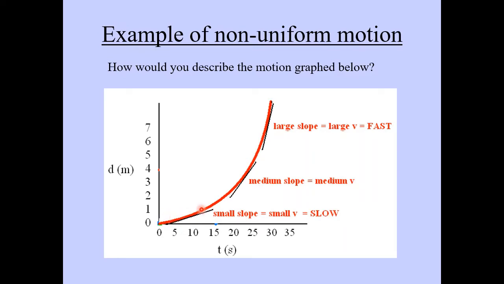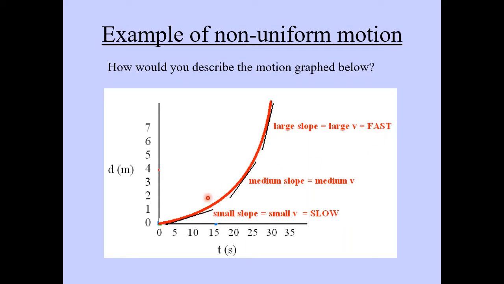So down here in the initial part of the graph, we see that the slope is relatively small. That means the object is going at a slow speed. Somewhere in the middle, we see that the slope has increased. It's higher, so maybe we could call it a medium slope, meaning the speed now is some medium speed or velocity. And then at the end of the graph, we can see that the curve is almost going vertical, right? So we have a very steep, large slope, which means the object is going fast.